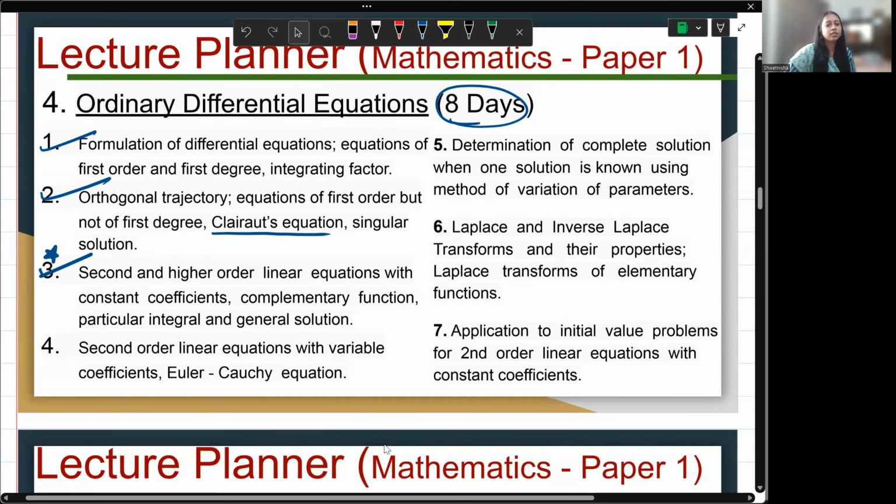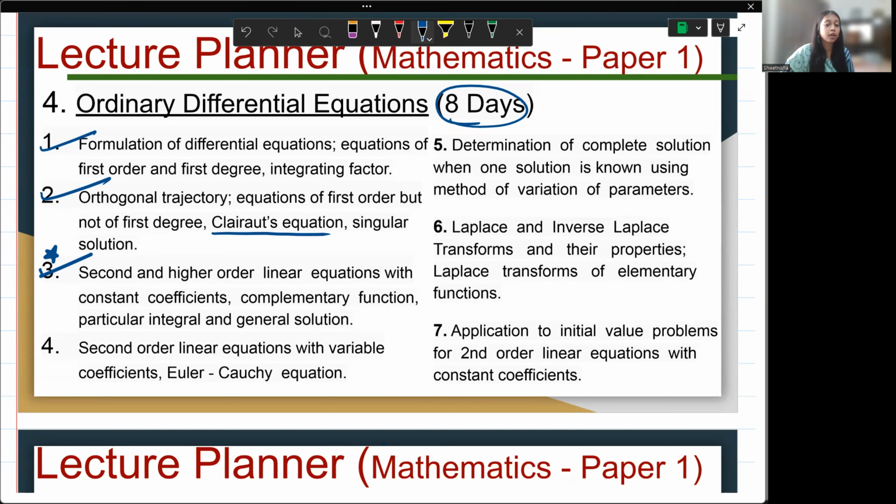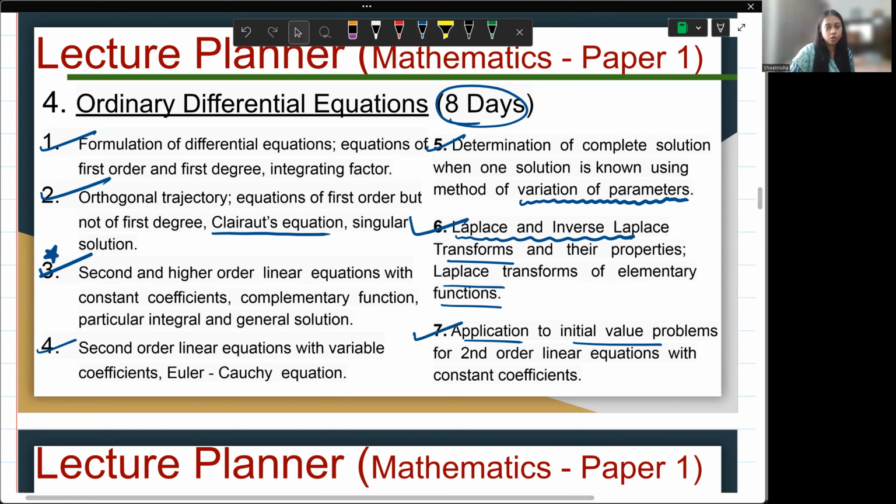Next is second order linear equations with variable coefficients. Cauchy-Euler equations, it's not Euler-Cauchy, it's Cauchy-Euler. Determination of complete solution when one solution is known. Variation of parameters. You will always see a question from this section, so you cannot leave this. From Laplace also you see one question every year. Laplace and inverse Laplace, their transformations and their application on the initial value problem. So basically the application of Laplace to solve differential equations. Okay, this is about your ODE.